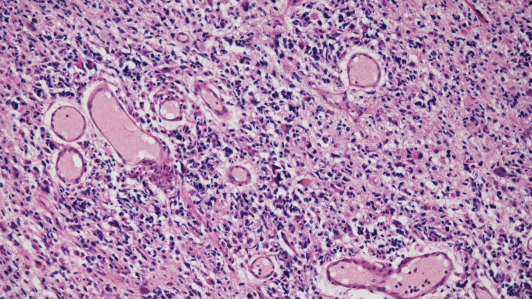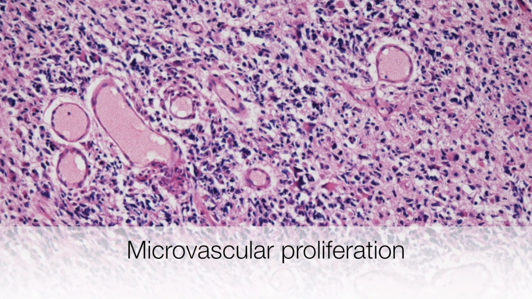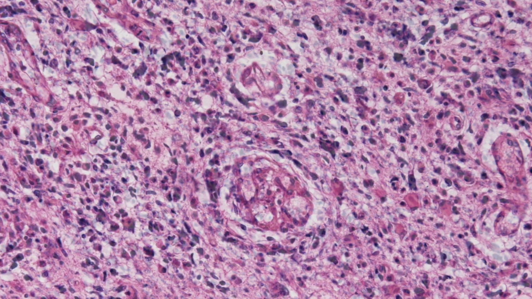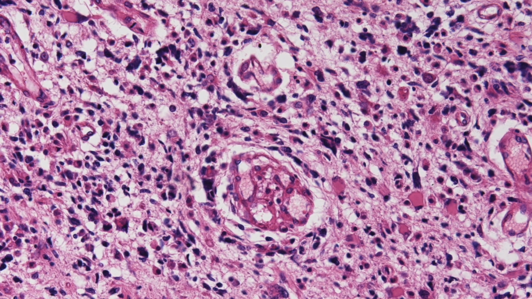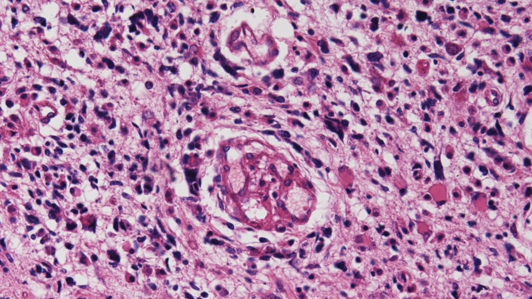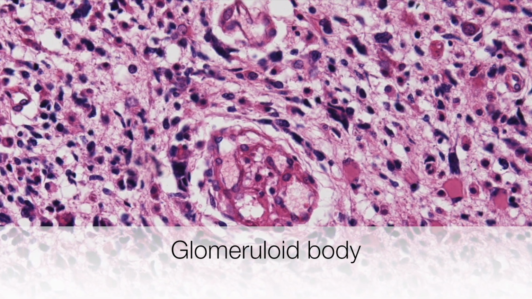Here the microvascular proliferation can be seen. And here in the centre of the picture is a really nice example of a glomeruloid body caused by microvascular proliferation.